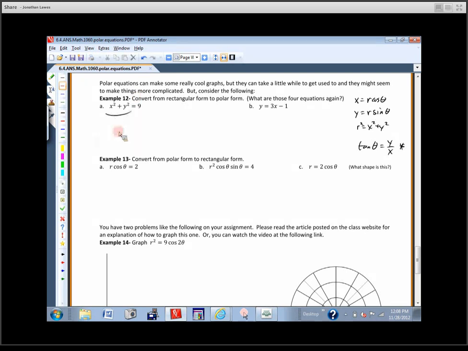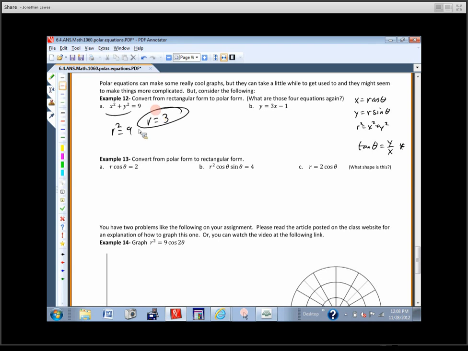Well, what we notice immediately is there's an x squared plus y squared. What does this say x squared plus y squared is? r squared. r squared equals 9. Go ahead and take the square root. Whether you use the plus or the minus doesn't really matter because it doesn't matter what the angle is. We're always going to go 3 units away from the pole. The pole is the same as the origin, so isn't that the equation of a circle of radius 3 centered at the origin? It is.